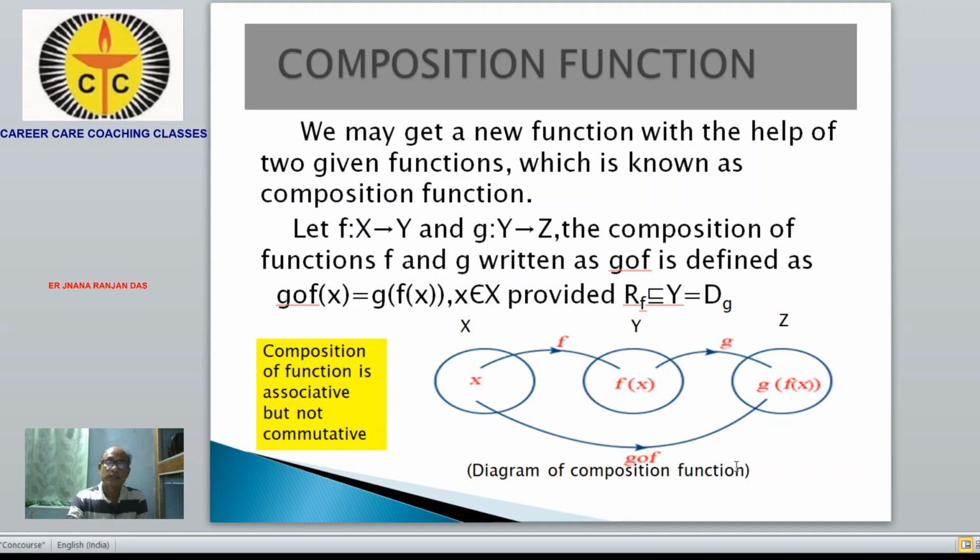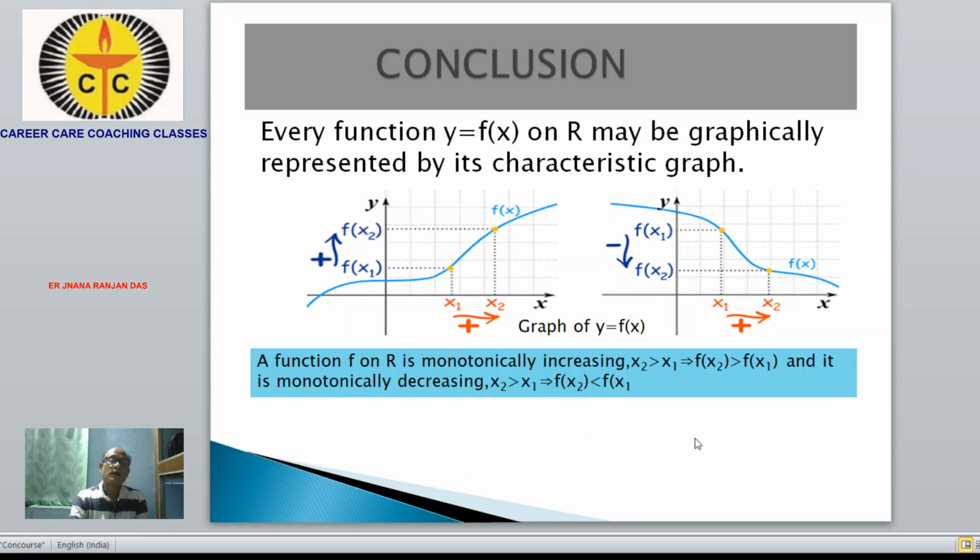Then next thing, at last I will explain to you that every function y is equal to f(x) on R may be graphically represented by its characteristic. Any function, it may be a transcendental function, a rational function, an algebraic function, an exponential function or an inverse function. Every function can be represented graphically, as I have explained in the previous class.